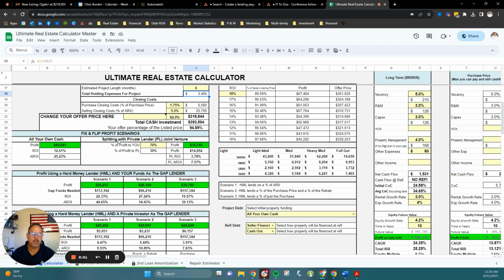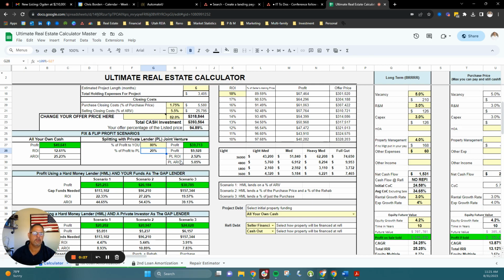Next, we have the section for if you are splitting your profit with a private money lender. Your private money lender is bringing in all of the capital and you're doing all of the work. You can figure out the split here. It's pretty easy. All you're doing is looking at how much capital you're going to take, the percentage of the total profit you're going to take, and the percentage you're going to give to your private money lender.